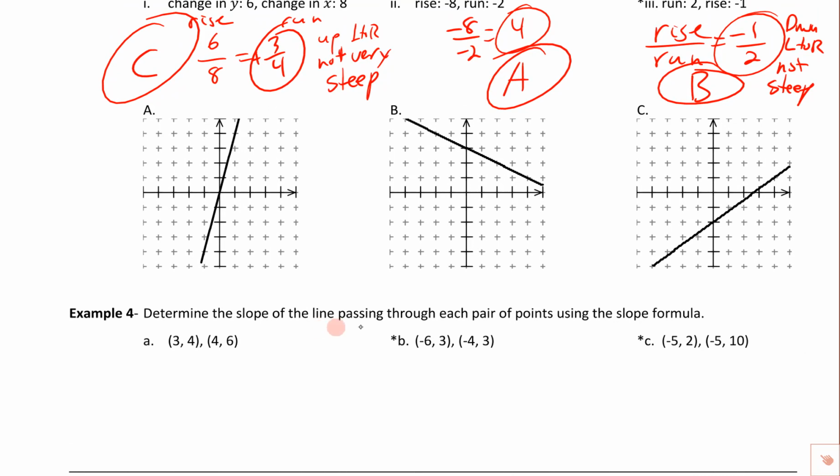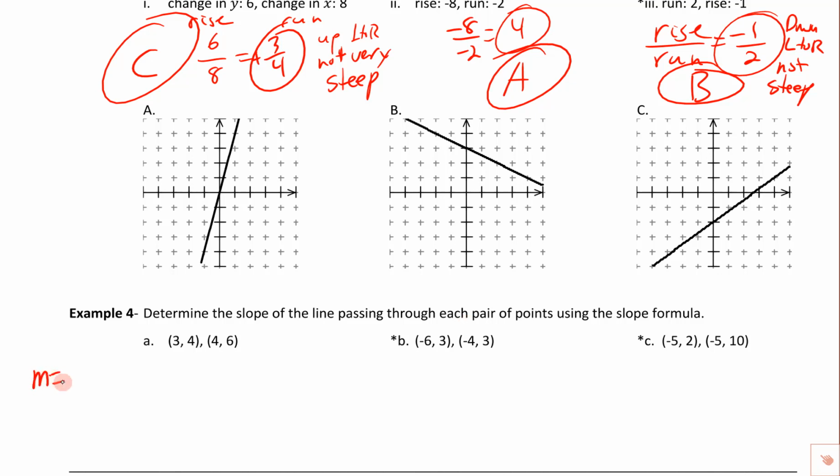It says determine the slope of the line passing through each pair of points using the slope formula. Just using the slope formula. Now I guarantee you're going to have problems like this on the test, so please make sure you know the slope formula, know how to find the slope between 2 points just from that formula. It's going to be really to your advantage to have that memorized. So I'm going to write it off to the side here.